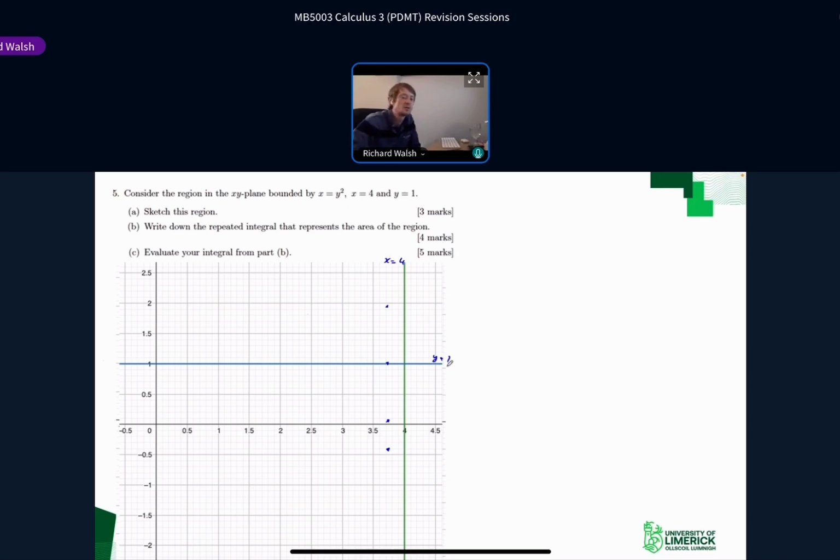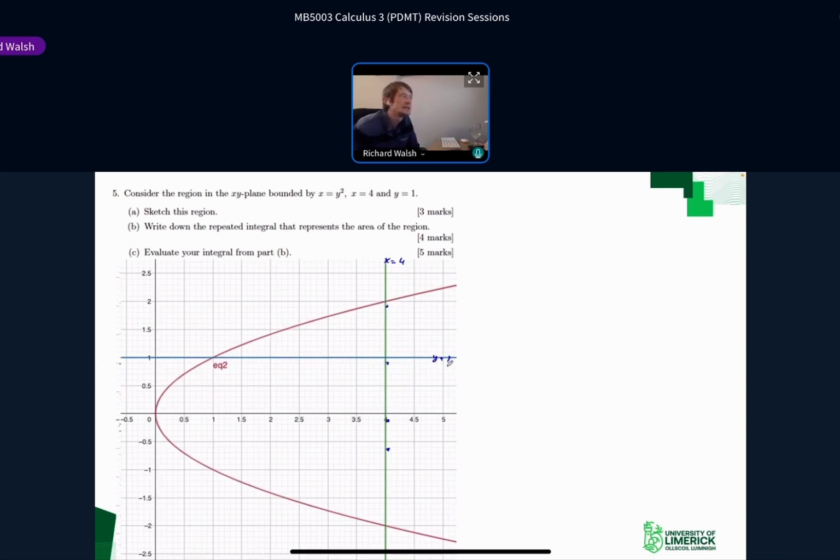The last one is x equals y squared. Now, y equals x squared is just your normal quadratic U shape touching at (0, 0). So that's just that rotated. If you're not too sure about sketching it, do out some points. So when y is 0, x will equal 0 squared. So x also equals 0. So (0, 0) is a point on this curve.